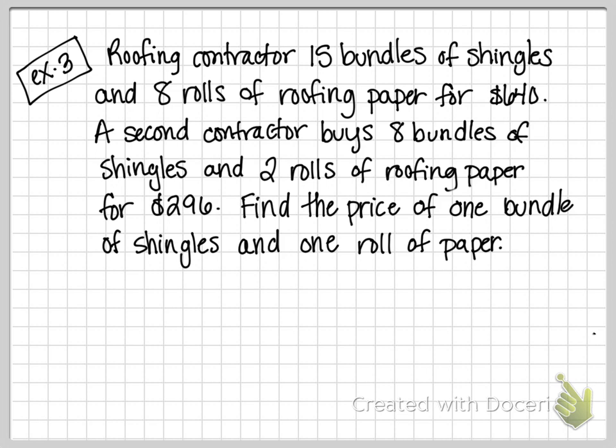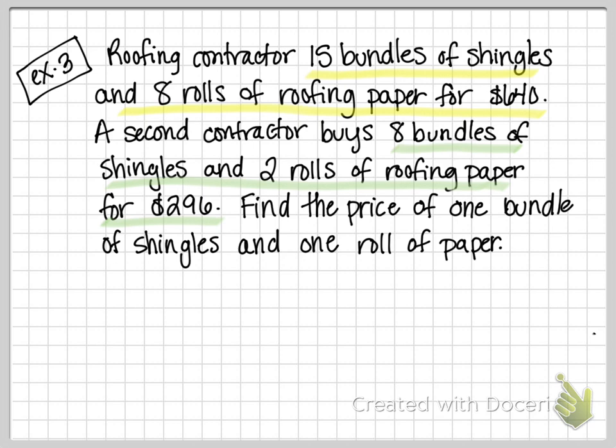So here's this one. It says a roofing contractor buys 15 bundles of shingles and 8 rolls of roofing paper for $640. Here's our first bit of information. Then it says a second contractor buys 8 bundles of shingles and 2 rolls of roofing paper for $296. Find the price of 1 bundle of shingles and 1 roll of paper.